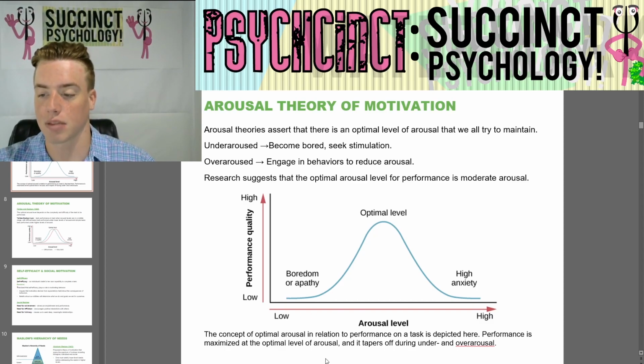So the concept of optimal arousal in relation to performance on a task is depicted here. Performance is maximized at the optimal level of arousal, and it tapers off during under and over arousal.